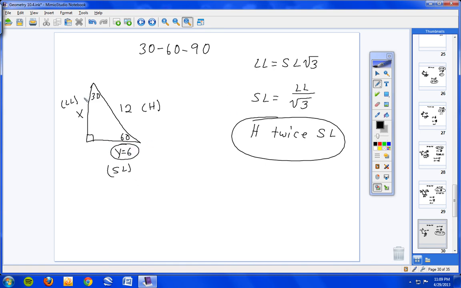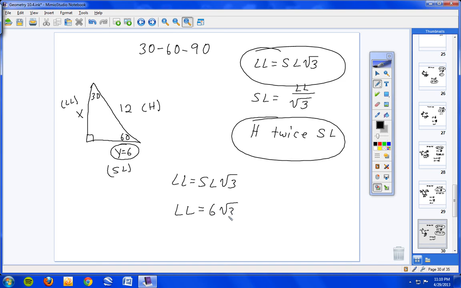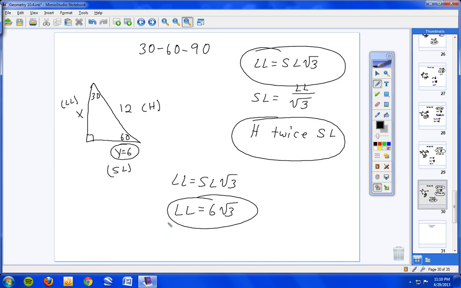Now, how do I find the longer leg? Right here. Longer leg equals shorter leg times the square root of 3. So longer leg equals, now what is the shorter leg? It's 6. So 6 square root of 3. So there we go. That should pretty much finish our review.